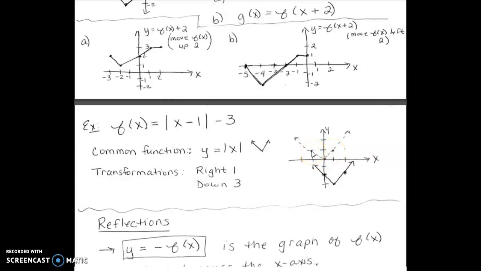So this point is going to move to the right 1, down 3, and land right here. This point is going to go to the right 1 and down 3 and land right here. And then finally the last point will go to the right 1, down 3, and land right here. So notice the points still line up in a V shape. So we can draw the same shape through those 3 points.